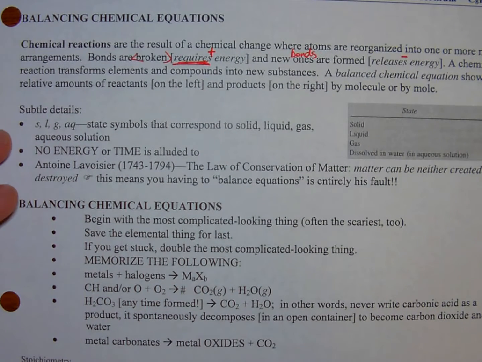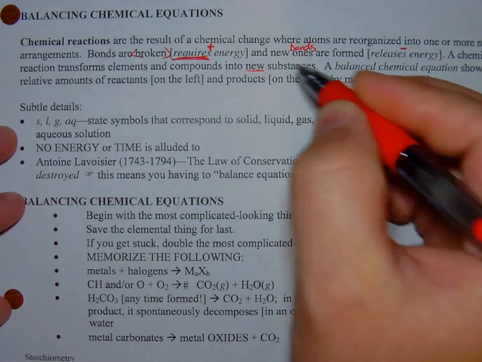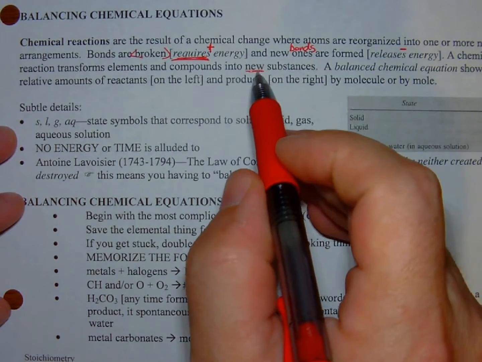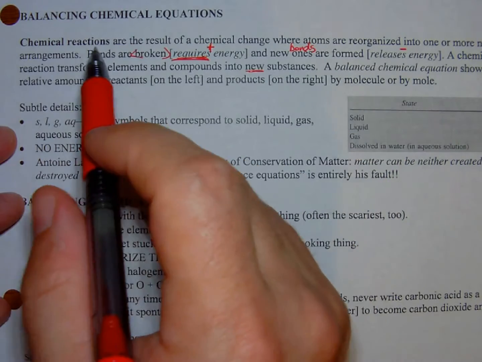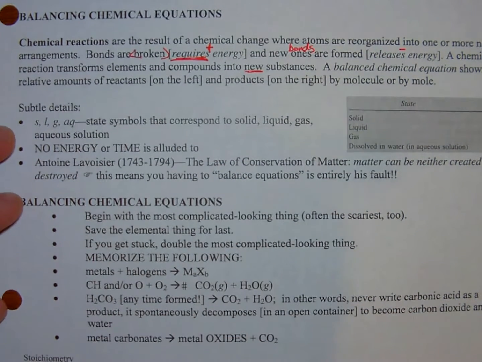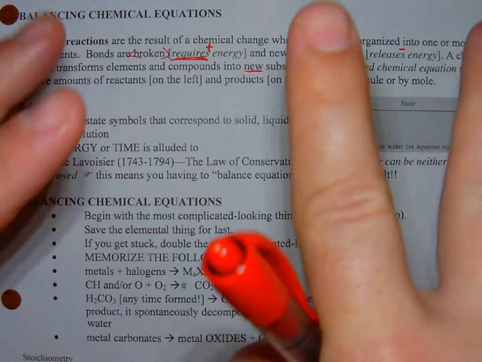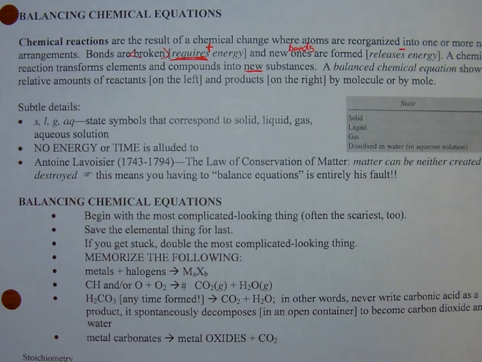A chemical reaction transforms elements and compounds into new substances. Right? There has to be at least one new substance present for there to be an actual chemical reaction. If you have the exact same substances at the end of this reaction that you do at the beginning, there was no reaction. You might have had a physical change, but not a chemical change.